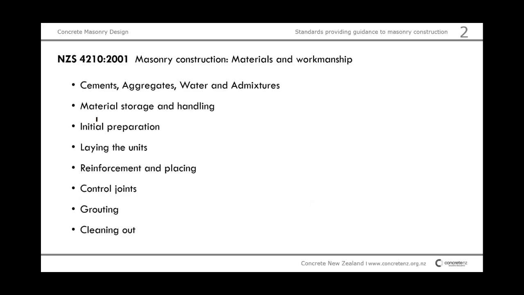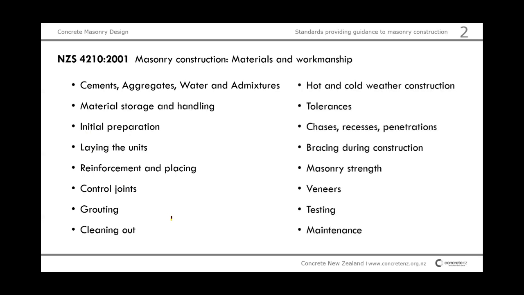4210, what does it contain? It shows you everything about mixing the mortar, mixing the grout, how you store your material and handle it on site, the preparation of the slab up front before you start laying the units, and how you place and temporarily fix the reinforcement to ensure it stays in place when you fill the cells with grout. Shrinkage control joints, grouting, cleaning out, which is very important. It also talks about hot and cold weather construction, which is above 25 and below 5 degrees. It talks about tolerances and chases.